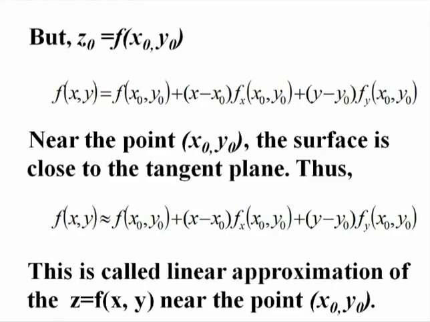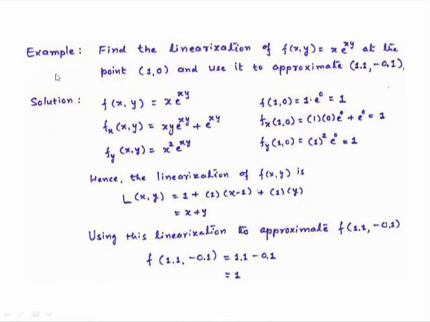So let us take one example. Find the linearization (another name for the linear approximation) of the function f of x, y equals x times e raised to xy at the point (1, 0), and use it to approximate the value f of (1.1, -0.1). Clearly, our function is f of x, y equals x times e to the power xy.